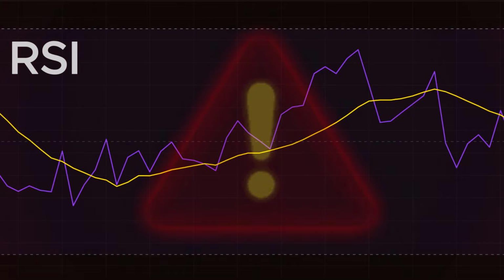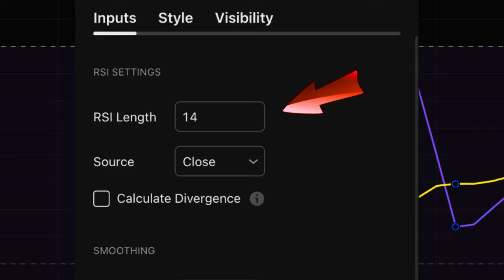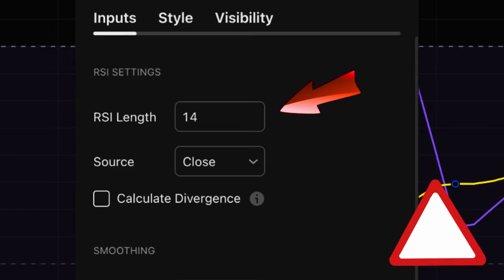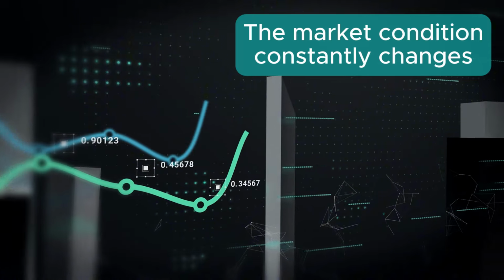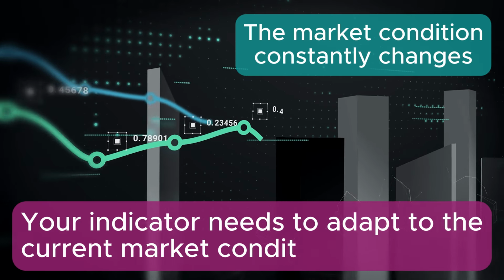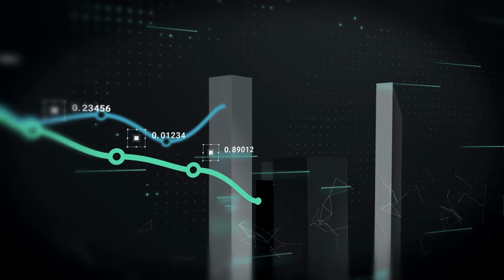The RSI indicator has a big problem, and the problem is you set a fixed look-back period for the RSI length and you expect it to work perfectly for you in every market condition. No, if you're an experienced trader, you definitely know that the market condition constantly changes, and so your indicator needs to adapt to the current market condition. Otherwise, it will not work properly.